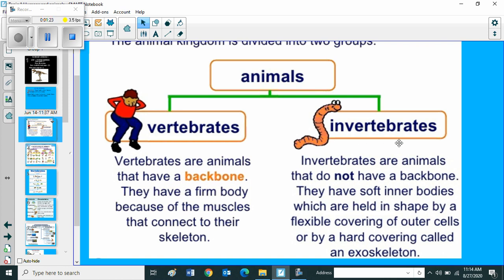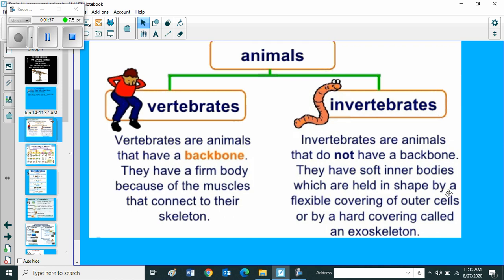Then invertebrates. Invertebrates are animals that do not have a backbone. They have soft inner bodies which are held in shape by a flexible covering of outer cells or by a hard covering called an exoskeleton. So children, vertebrates are animals that have a backbone. Invertebrates are animals that do not have a backbone. They have a hard covering called an exoskeleton.